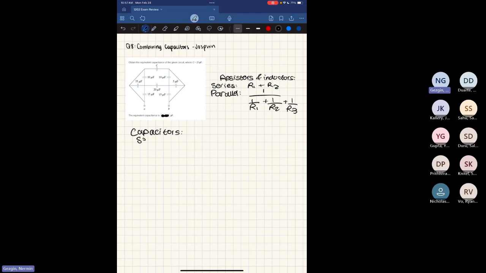So for series, you actually do this, and for parallel, you would add them up. So if there's one thing you should memorize, it's that capacitors are not the same. You don't combine them the same way as resistors and inductors. You instead sort of flip the way you do it.